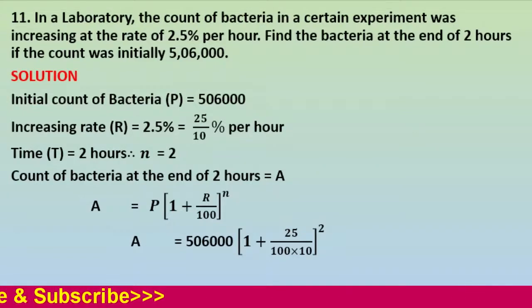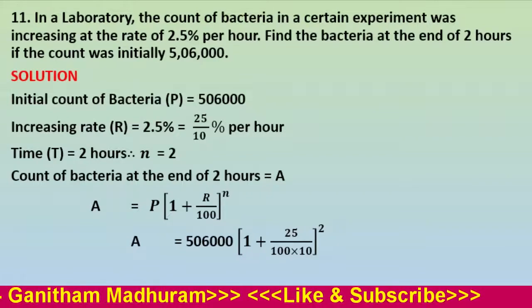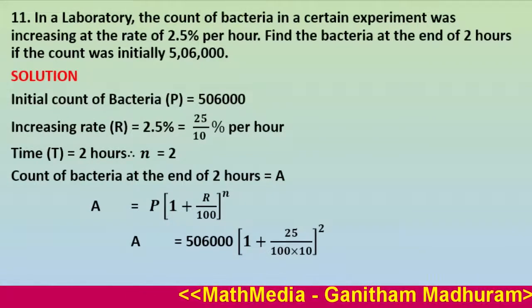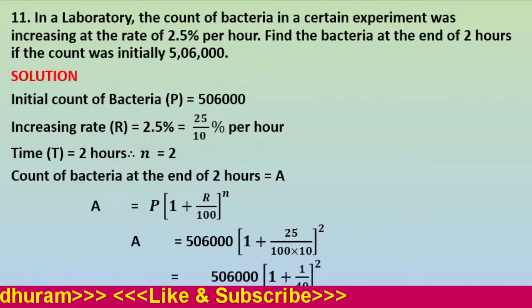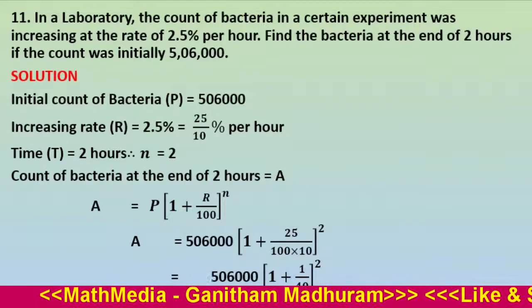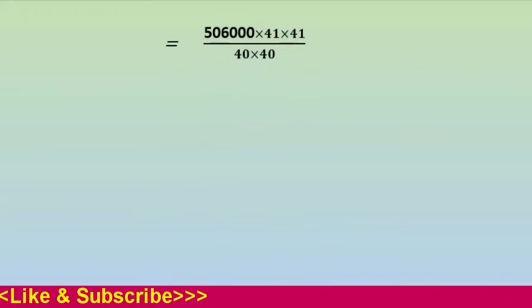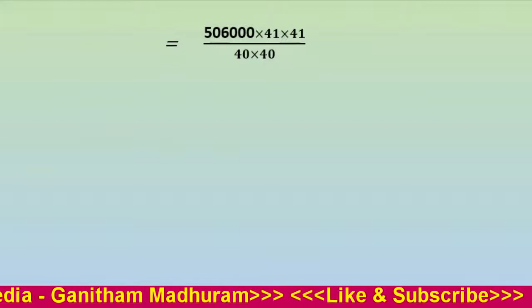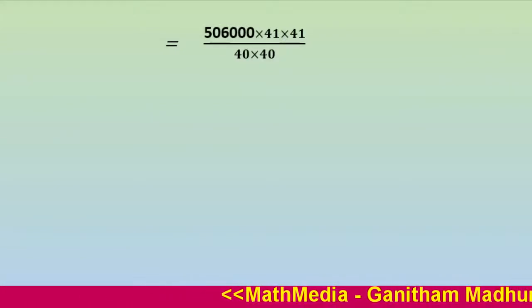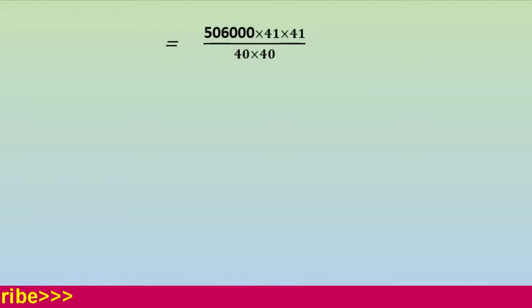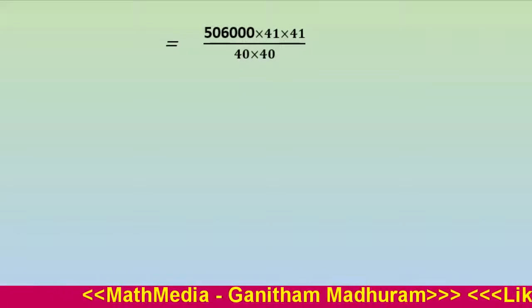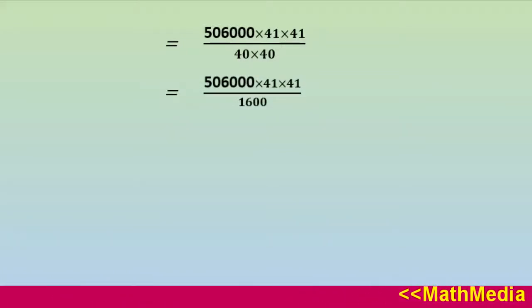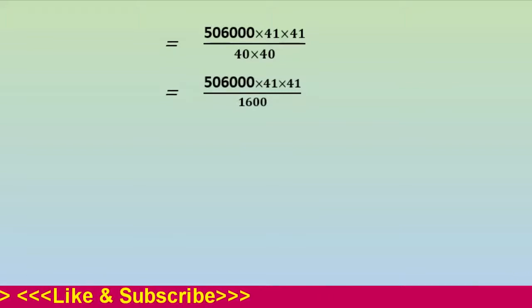You can cancel 25 and 100, we will get 1 upon 4. So 1 plus 1 upon 4 into 10. So the bracket will become 1 plus 1 upon 40, whole squared. While solving the bracket, we get 5,06,000 into 41 multiplied by 41, whole divided by 40 into 40. We can multiply the denominator. So we get 5,06,000 into 41 into 41, whole divided by 1,600.